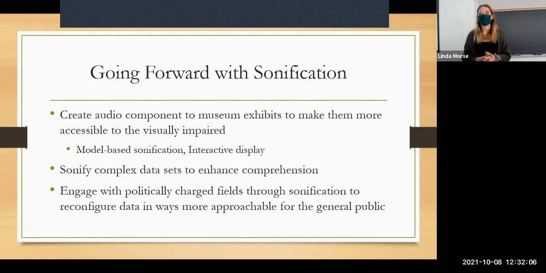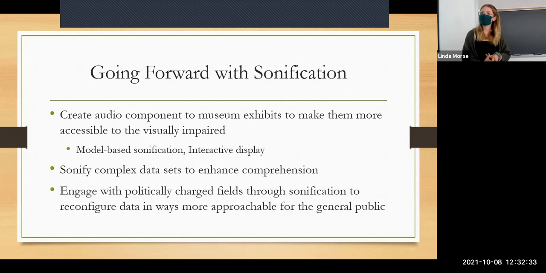I think that we should continue sonifying complex data sets to enhance comprehension, whether in the college room or in the elementary school classroom, because STEAM, which is STEM with the arts, is incredibly important, and we can be auditory learners as much as we are visual learners.